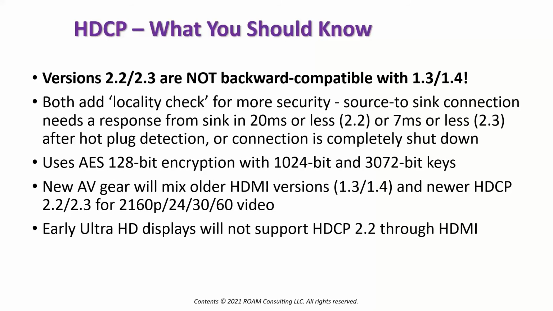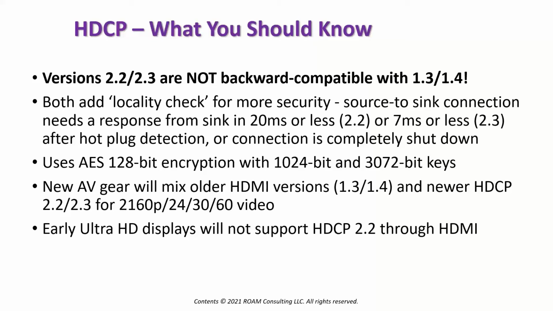So versions 2.2 and 2.3 are not backward compatible with the older versions. The source to sink connection, when you plug it in, needs a response from the sink in 20 milliseconds or less. And 2.3 is 7 milliseconds or less. That's about as fast as you plugging it in. Literally the second you plug it in, it's already polling to say, do we have a copy protected connection here? If we don't see it, then the connection is shut down. You won't see the content. It uses very robust AES encryption, 3072-bit keys. That would be awfully hard to crack.